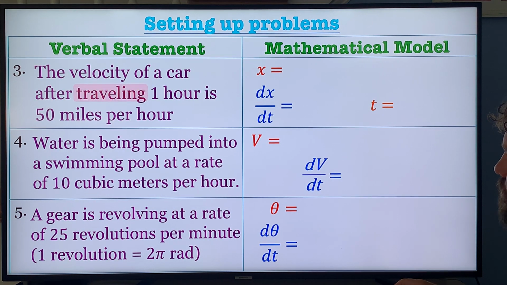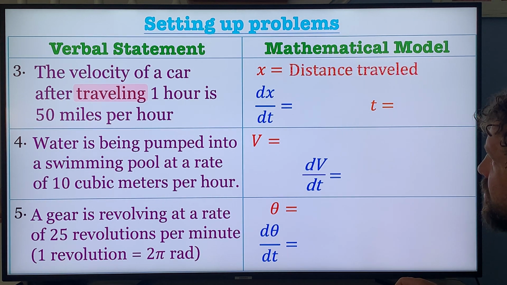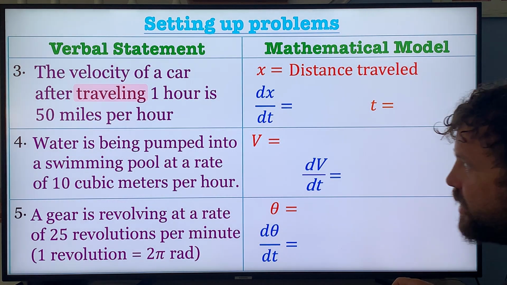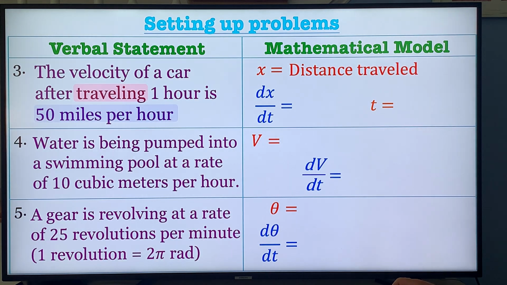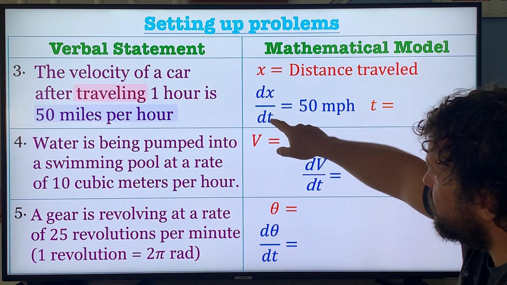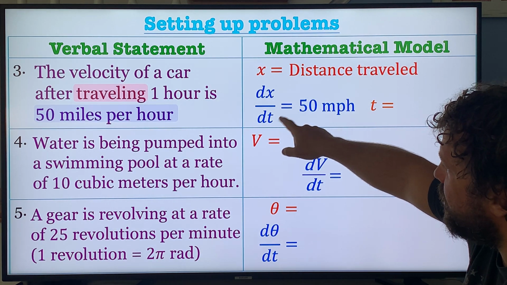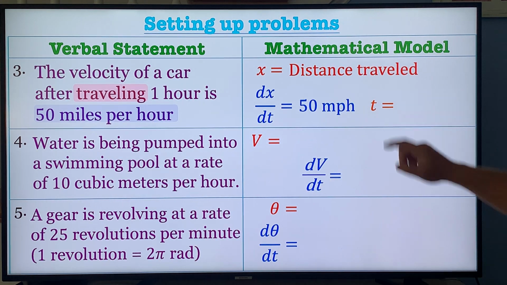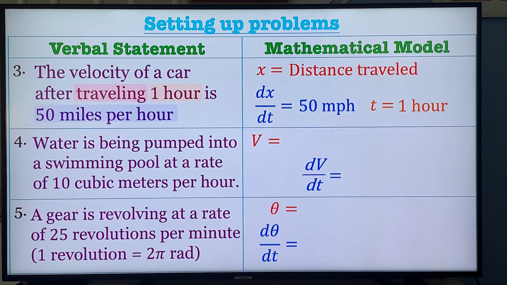Our x is traveling. You're traveling. So that's the distance traveled. What's dx/dt? Something over time. So that's a rate. So that's something per something. 50 miles per hour. How fast your distance changes as opposed to just the time. Miles is distance, per is your fraction bar, and hour is your time. What's the time? 1 hour. All right, do number 4.